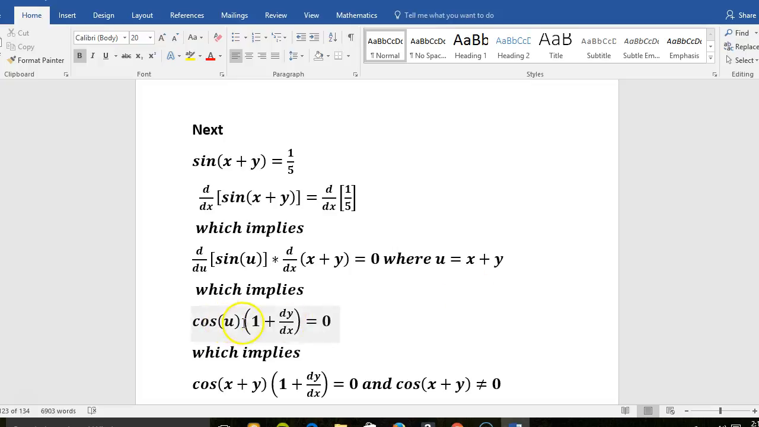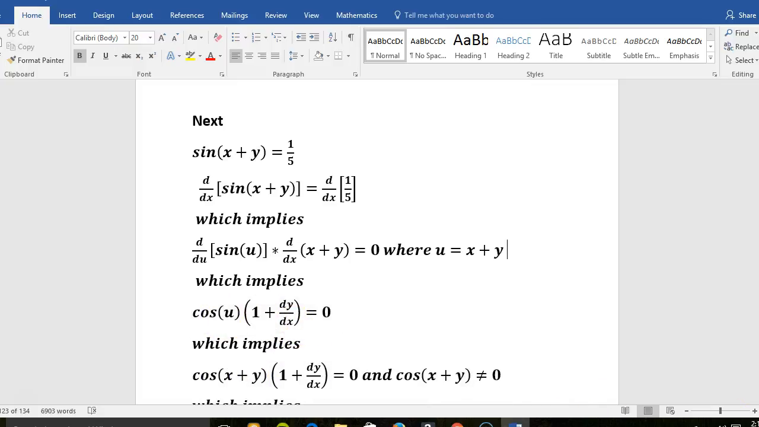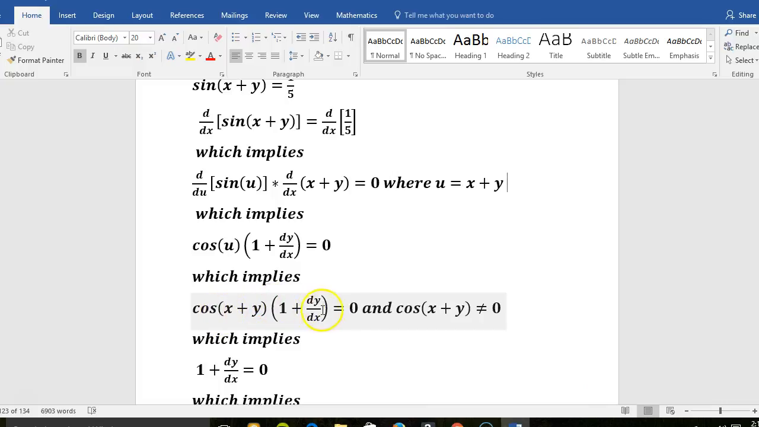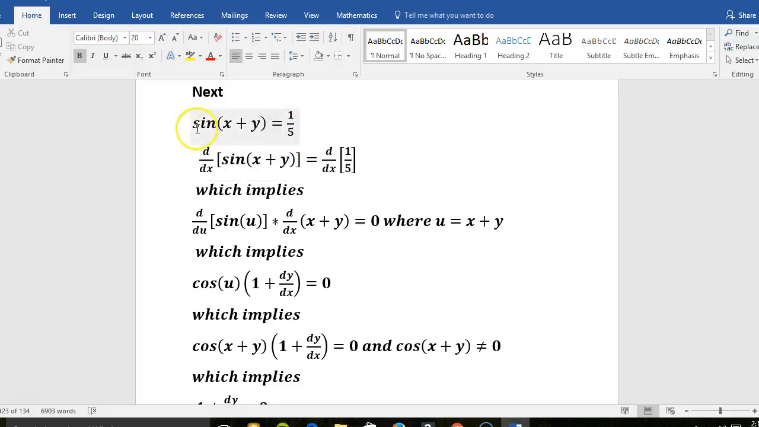And now cosine of u is not going to vanish, right? So now we replace u back with x plus y. And so we get the cosine of x plus y times this equals 0. Okay. And you know what? I do need that statement because it's true. We already know from the sine equaling 1/5 that the cosine cannot be 0 because sine squared plus cosine squared is 1 from trigonometry. Okay. So we get, now this implies that this is true, and that implies, and let me just go ahead and put that stipulation back in there.